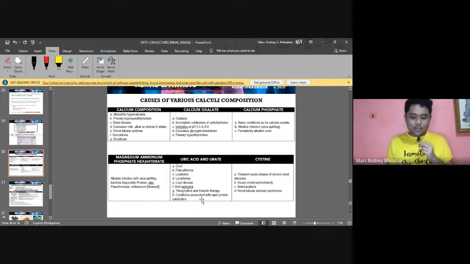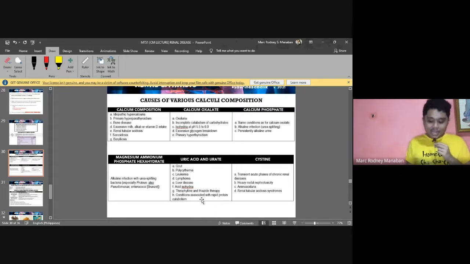Incomplete catabolism of carbohydrates, isohydria. When you say isohydria, dears, there is a constant pH, no? So isosthenuria is constant SG, while isohydria is constant urinary pH, regardless of how many samples. So if it is acidic, continuously acidic, constant acidic urine such as 5.5 to 6, it can produce CaOx. Excessive glycogen breakdown and primary hyperthyroidism. Breakdown products, or excessive metabolism, can lead to more oxalic acid, which can lead to CaOx.